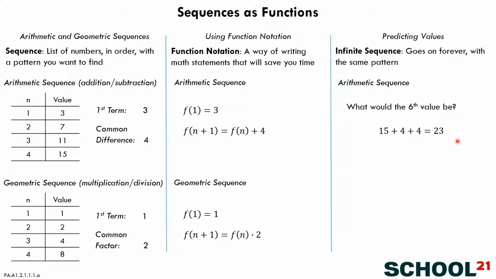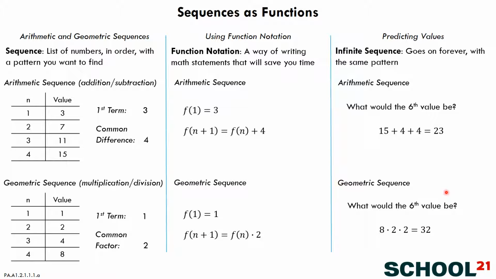Okay? Now, how about for the geometric sequence? What would the 6th value there be? Let's see, 8 times 2 times 2, be 32. Yep, so that's exactly what we have here. So 8 times 2 times 2, because remember we have to go 2 steps down, and with each step you're multiplying by 2, and that's 8 times 4, which is 32.